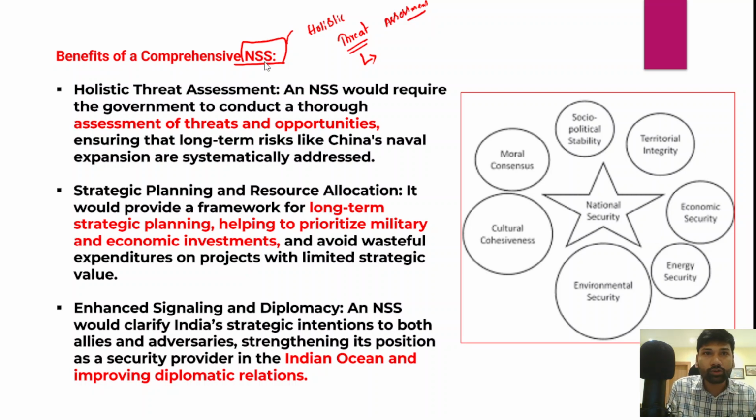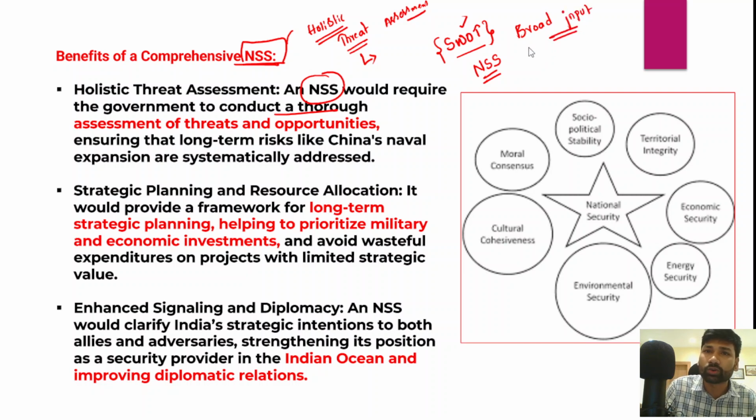And when we frame this comprehensive national security strategy, it will result in holistic threat assessment of various risks, because the national security strategy would very often require the government to conduct a thorough assessment of the threats and opportunities, right? In our framework, this is called SWOT analysis. So a SWOT analysis can be possible with this national security strategy. For a country like India, the SWOT analysis of strengths, weaknesses, opportunities, and threats that we have been facing is very, very important. And here, the broader input also plays a very important role in SWOT analysis.